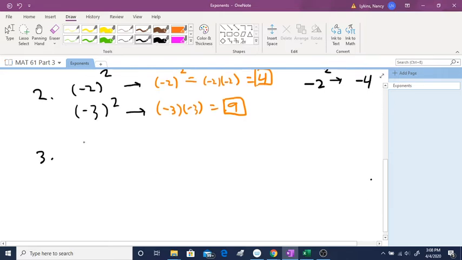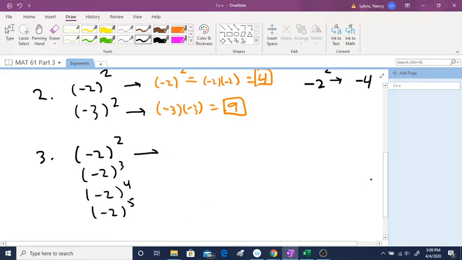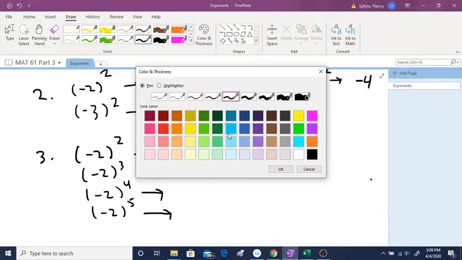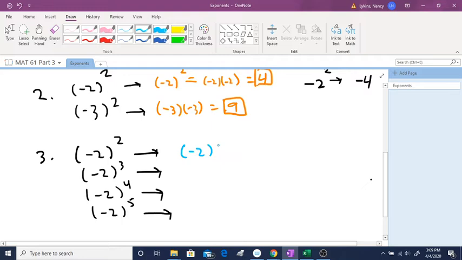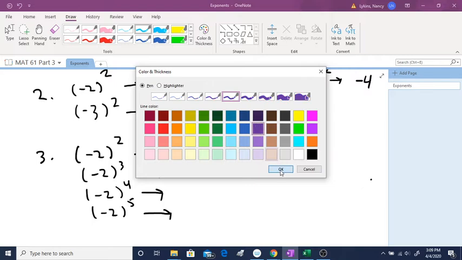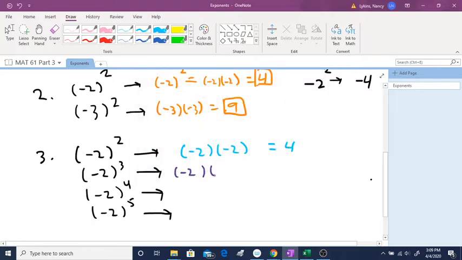Now let's take a look at what happens when I have negative 2 squared, negative 2 to the third, negative 2 to the fourth, and negative 2 to the fifth. So we already know negative 2 times negative 2 is 4. Negative 2 to the third power is negative 2 times negative 2 times negative 2, which would be, 2 to the third is 8, but watch this, I've got 3 negatives, so that means my answer is negative 8.